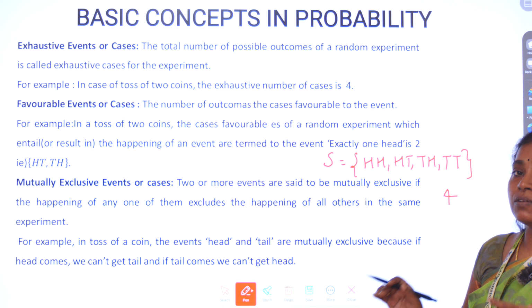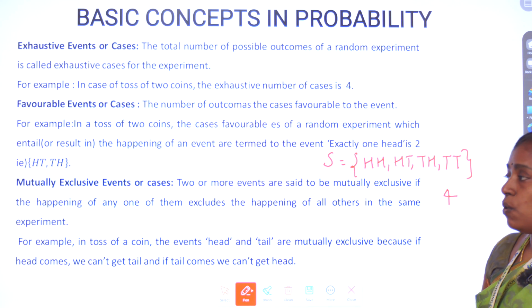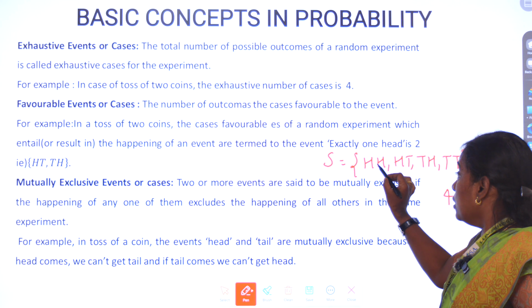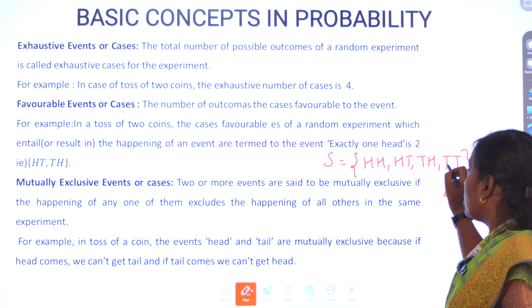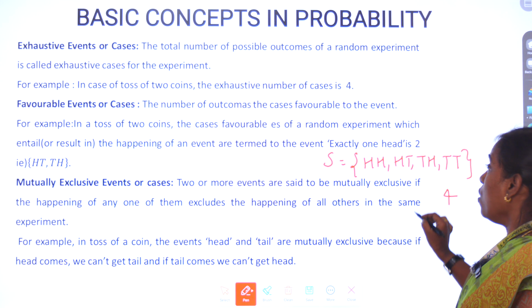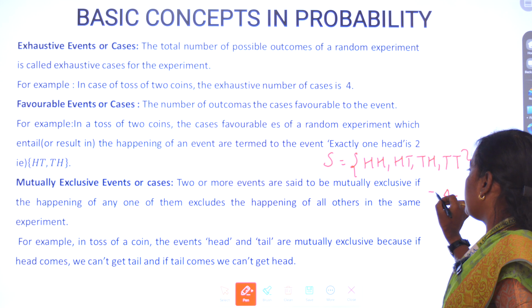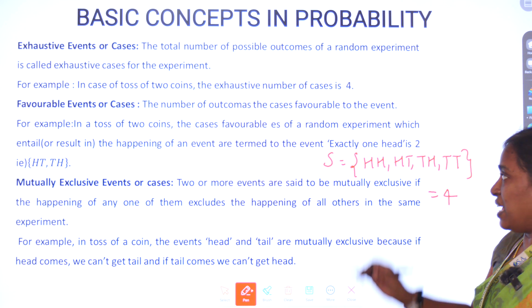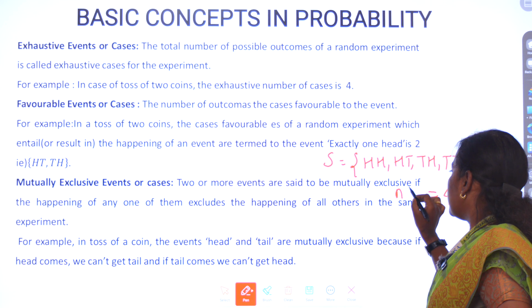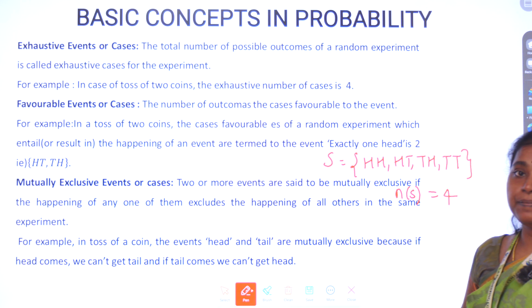How do I write the exhaustive number of cases as 4? Because the number of possible outcomes is 4. Therefore, the exhaustive number of cases is nothing but 4. The exhaustive number of cases is represented as n(S).